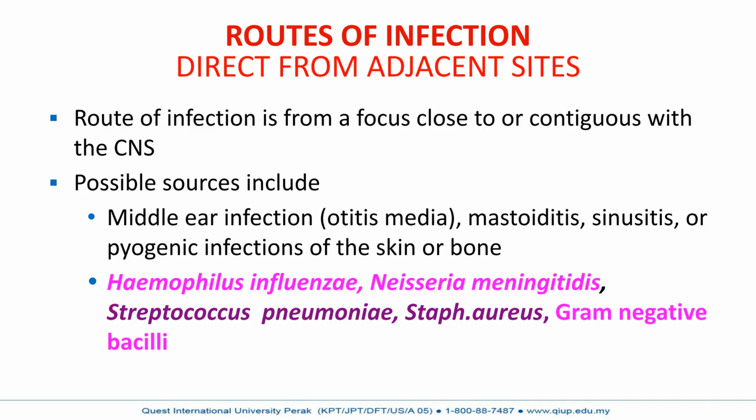The organisms involved in contiguous spread reflect the flora of the primary infection site. You'll see Haemophilus influenzae, Streptococcus pneumoniae, and Neisseria meningitidis spreading from respiratory sites. This route of infection is particularly important clinically because it explains why aggressive treatment of ear infections, sinusitis and mastoiditis is crucial. It also explains why patients with chronic ear disease or recurrent sinusitis are at higher risk for CNS complications.